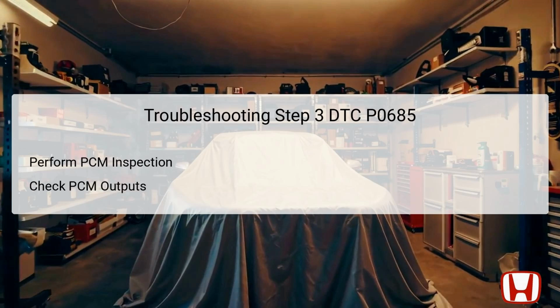In troubleshooting step 3, the focus shifts to the powertrain control module, PCM. If prior inspections indicate that the PGM-FI sub-relay functions correctly and the external circuits are intact, the technician should examine the PCM. This inspection includes checking the module's outputs to verify whether it can send the necessary power to the AF sensor heater. Any damages or faults in the PCM could lead to incorrect readings and failure to operate, triggering DTC P0685. If defects are found within the PCM, further action will be necessary to replace or reprogram the module based on manufacturer specifications.